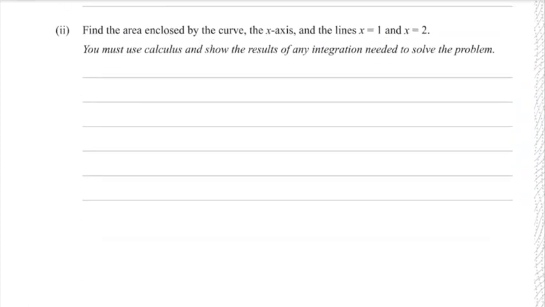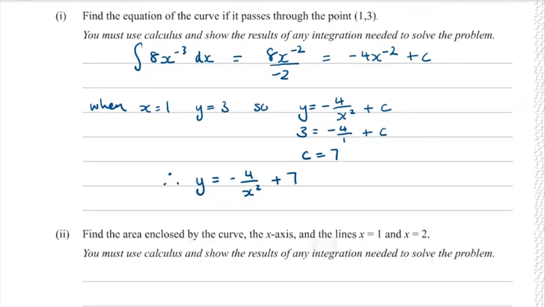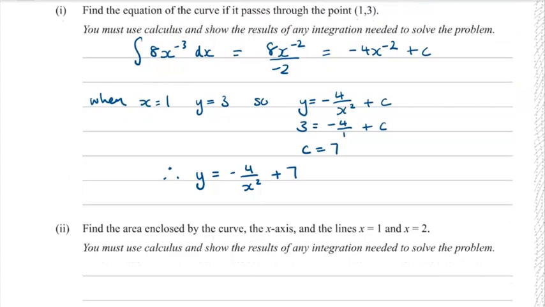Right, B part 2. So it might use a bit of what we've already done. Find the area enclosed by the curve, the x-axis, and the lines x equals 1 and x equals 2. So the curve is y equals minus 4 over x squared plus 7. So to find the area under a curve, we will need to integrate that. And we'll need to do it between these limits that we've been given in the question of 1 and 2.